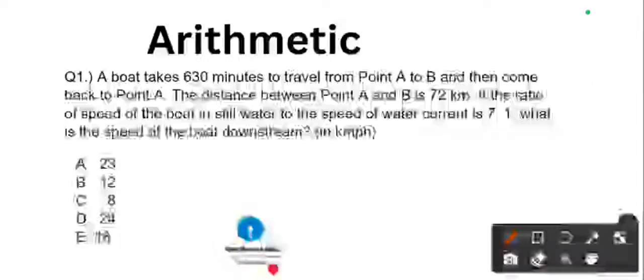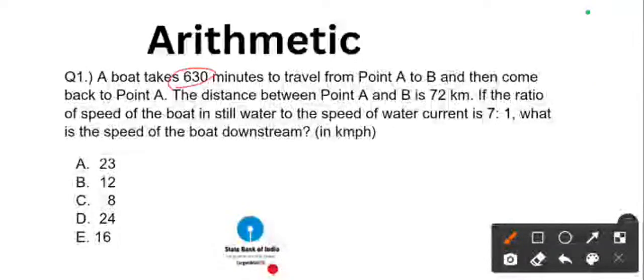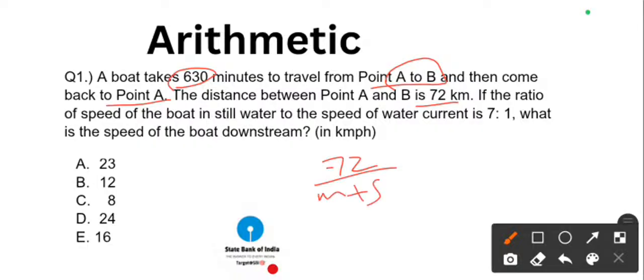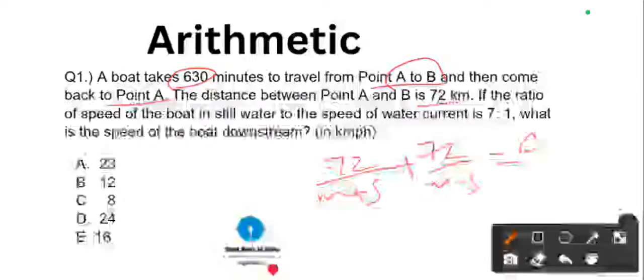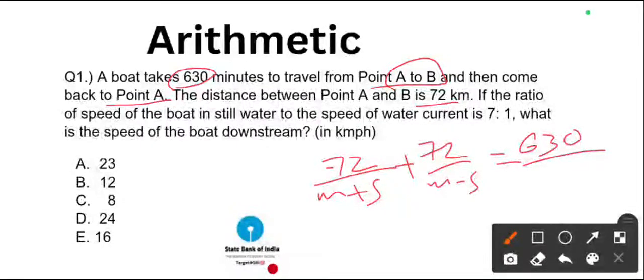I am going to explain once more. It takes 6:30 minutes to flow from A to B and then come back to A, and the distance between them is 72. So 72 divided by M plus S plus 72 divided by M minus S equals 6:30 divided by 60. Here it is given that the M to S ratio is 7:1. So total here 8 parts.